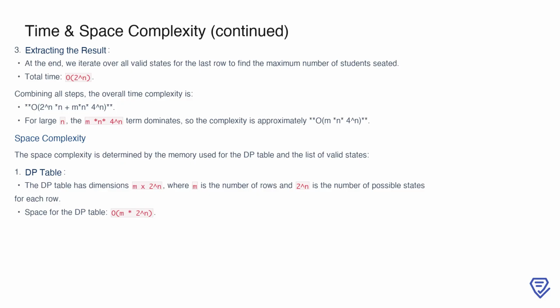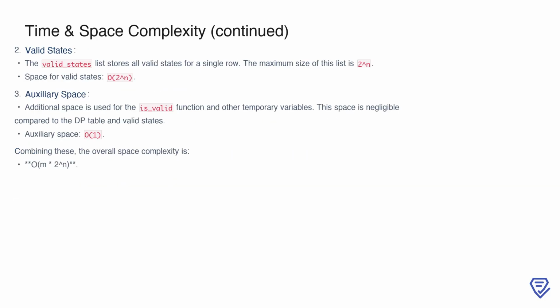Shifting focus to space complexity, the primary contributor is the DP table, which has dimensions m by 2 to the power of n. Here, m is the number of rows, and 2 to the power of n represents the possible states for each row. As a result, the DP table consumes m times 2 to the power of n space, which is substantial for larger values of n. Additionally, we need to account for the space used to store valid states. The valid states list contains all configurations that satisfy the seating rules for a single row and has a maximum size of 2 to the power of n. Hence, the space required for storing valid states is 2 to the power of n.